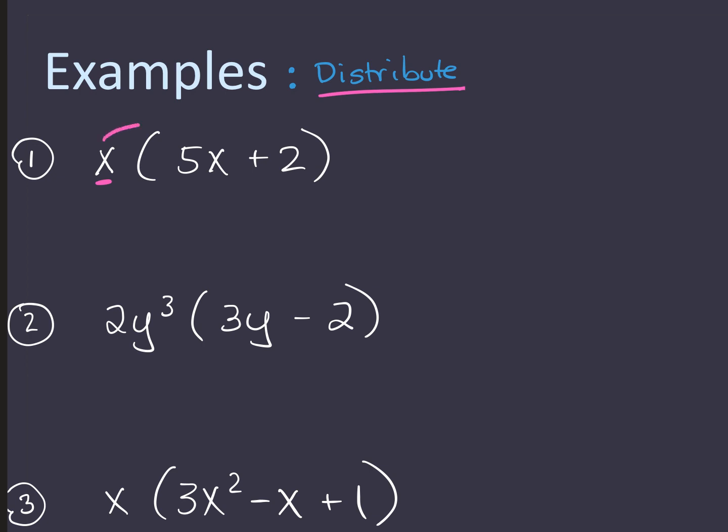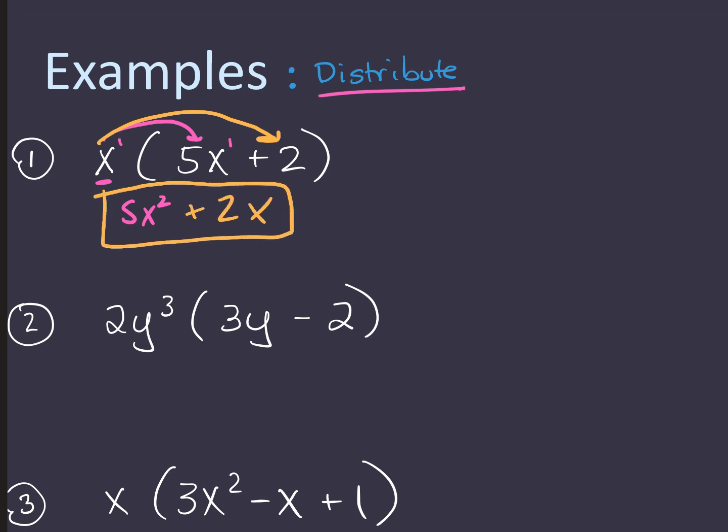So we start by multiplying x times 5x. So this would be 5x squared. Just like we multiplied variables with exponents in R1 and R2, these both have a 1, so that's why it becomes x squared. And then we multiply x times the second number in the parentheses, so this would be plus 2x. And that would be our answer. These are not like terms, so we can't add them.